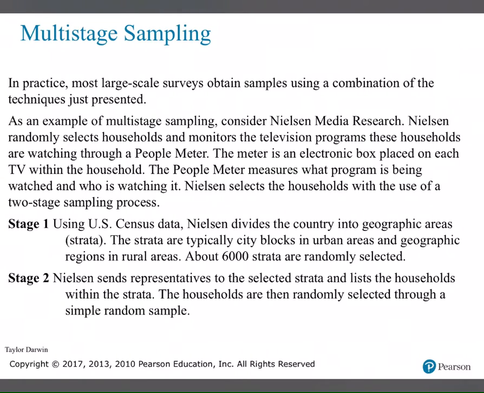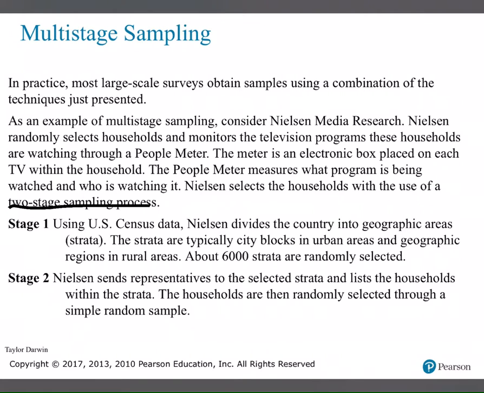As an example of multi-stage sampling, consider Nielsen Media Research. Nielsen randomly selects households and monitors the television programs these households are watching through a people meter. The meter is an electronic box placed on each TV within the household. The meter then measures what program is being watched and who's watching it. Nielsen selects the households with the use of a two-stage sampling process. So this is multi-stage sampling.